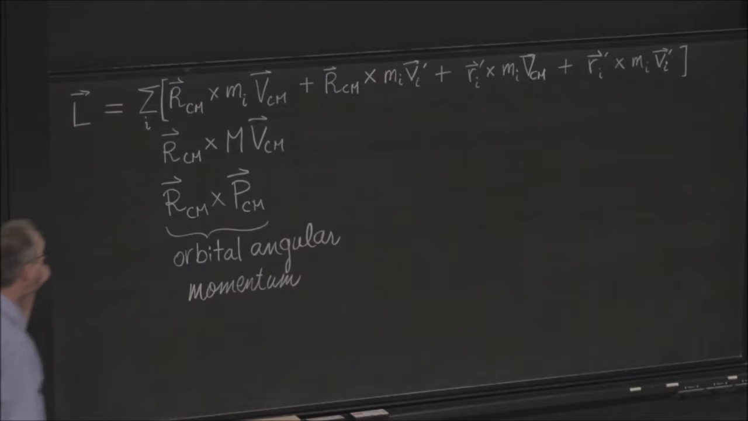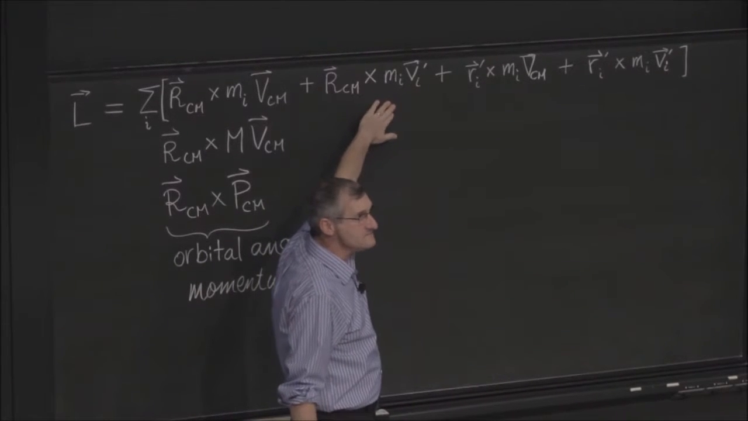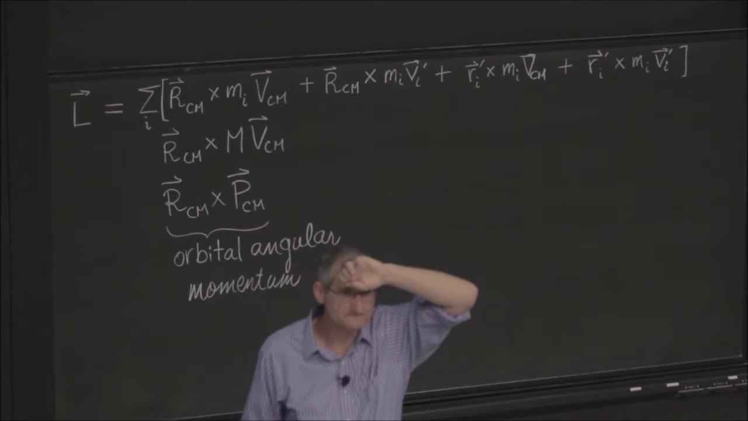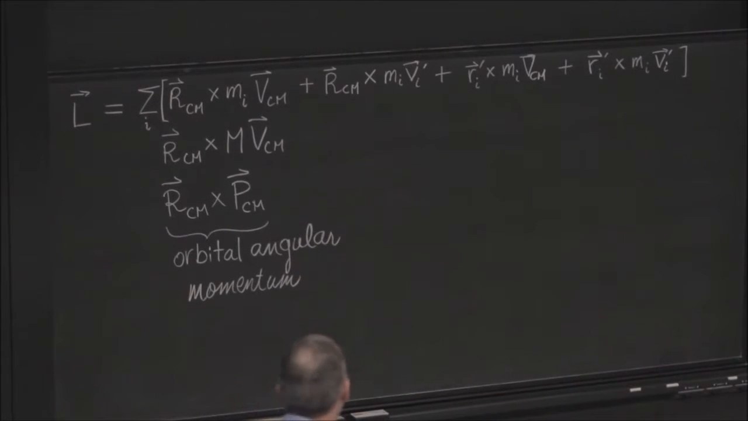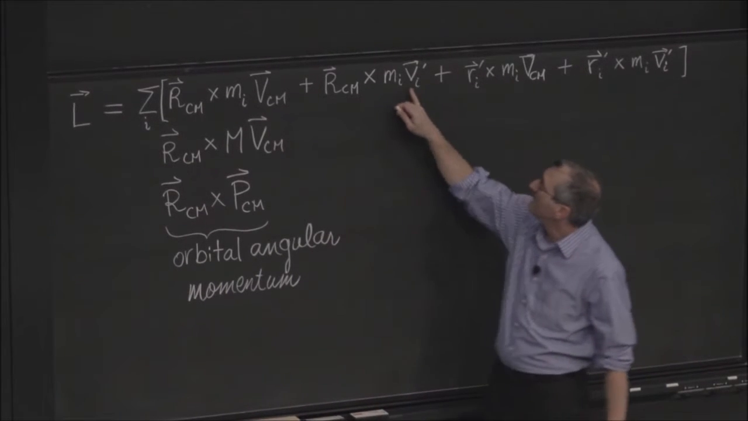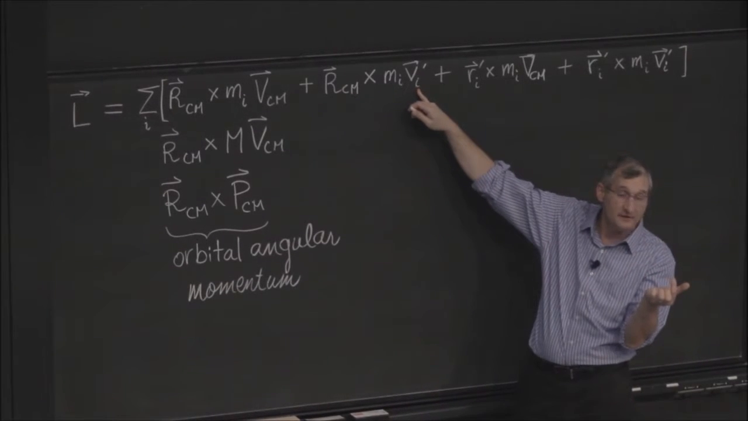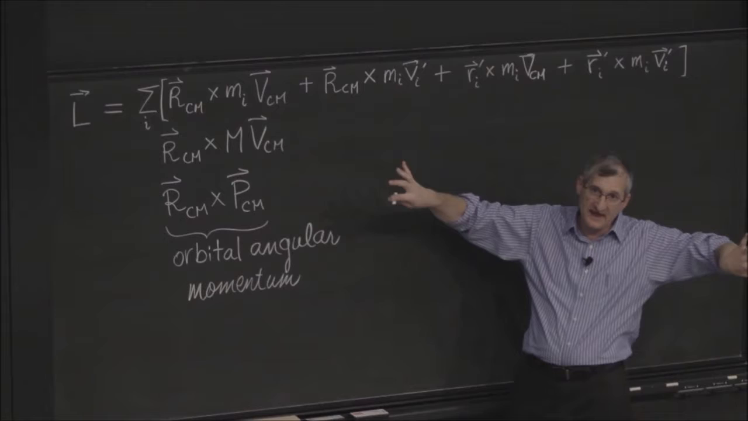Okay, next one. Any way to simplify this one? What's that? She says, I'm still summing over all the masses so I can get a big M. Well, but remember, it's the sum of that product, and that doesn't pull apart.